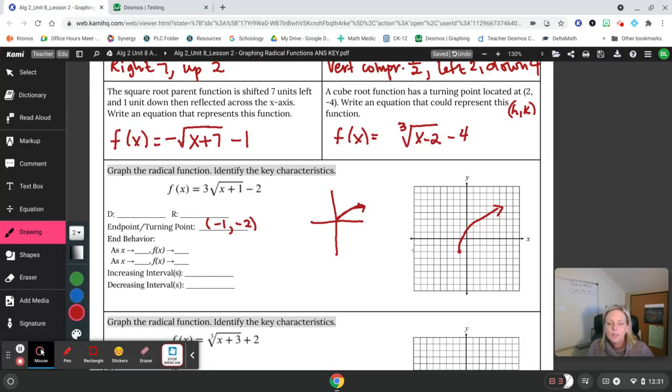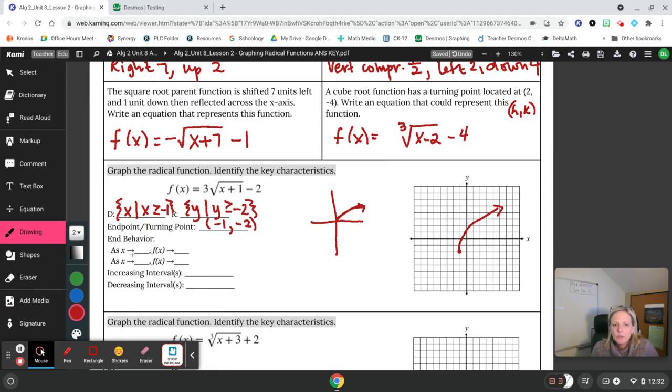Okay. All right. My domain for this, notice my x starts at -1, which makes sense because I have an endpoint here. And so we're going to say that x is greater than or equal to -1. My range is going to start at -2 and go up. So that means that y is greater than or equal to -2.